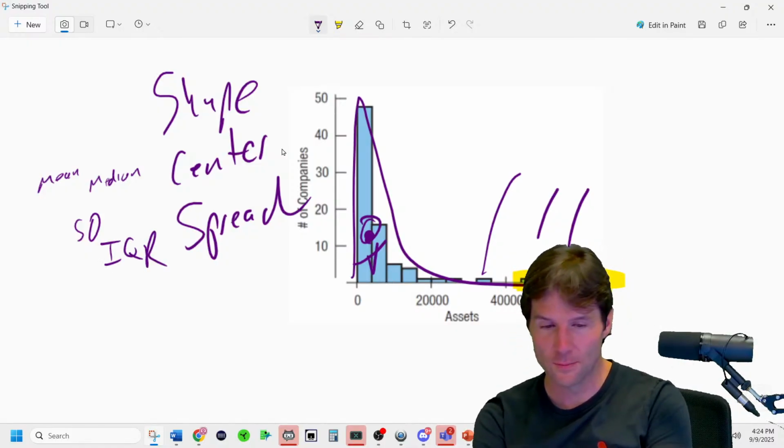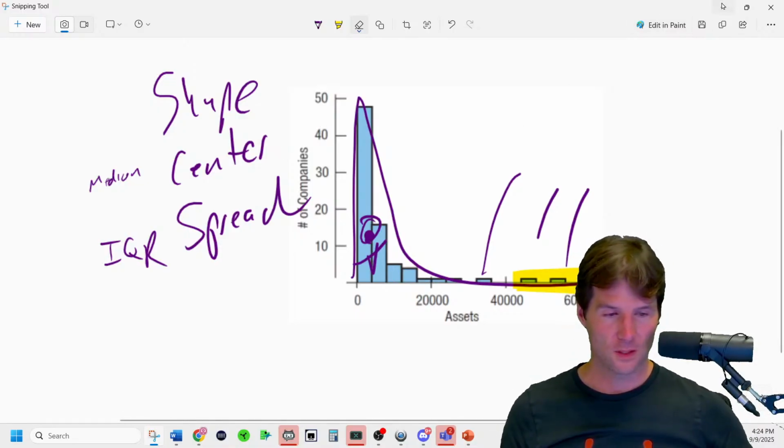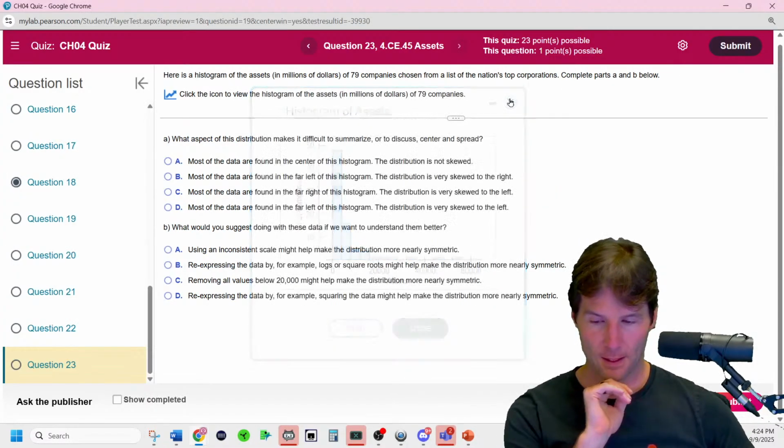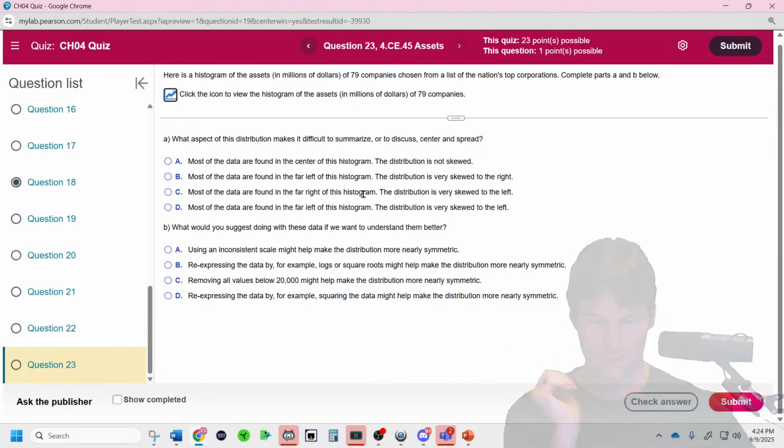The median, and the proper spread is the IQR. So let's do it. What is the aspect of the distribution that makes it difficult to summarize? Most of the data is found on the far left. The distribution is very skewed to the right.